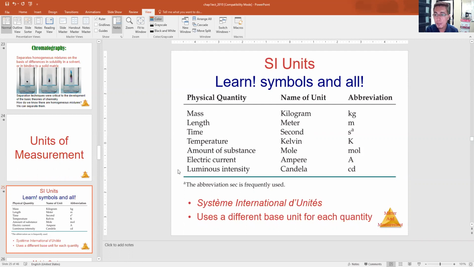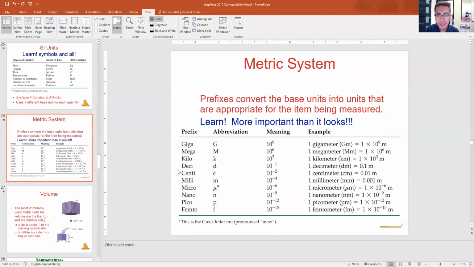Electric current is ampere, or A. Luminous intensity is candela, or CD. Those are the SI units we usually use, the standard units of the System International. For mass there are other measurements, but the SI unit for mass is kilogram. We can also use grams and pounds. That's the metric system.